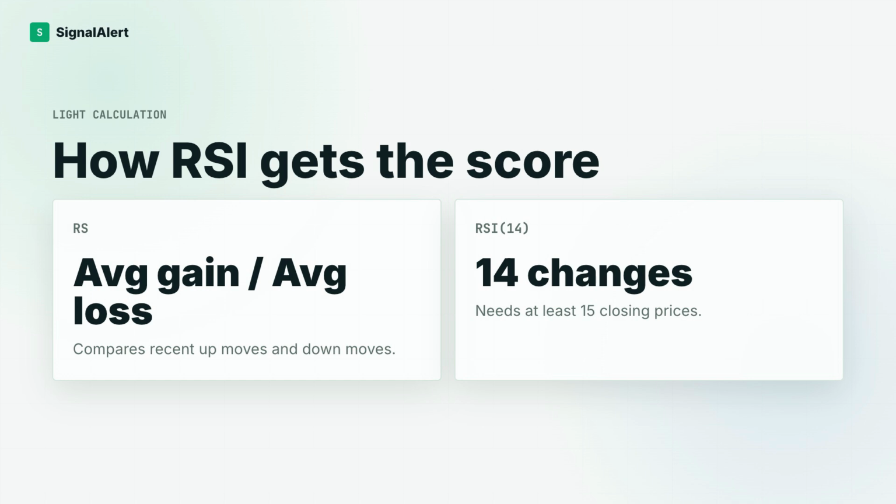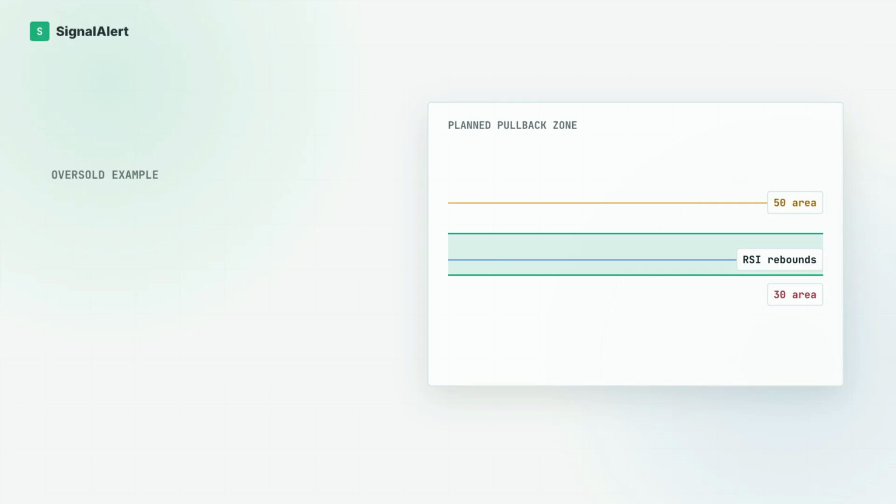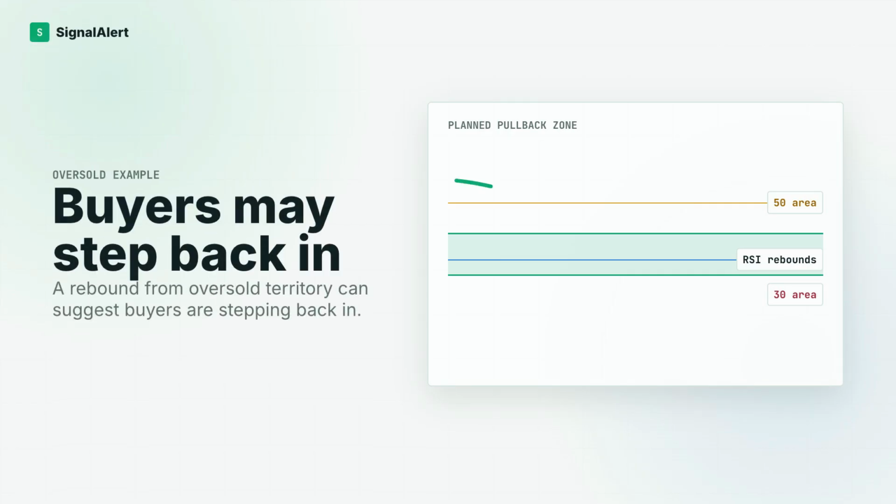If average gains are stronger than average losses, RSI moves higher. If average losses are stronger than average gains, RSI moves lower. When RSI is near the middle, momentum is more balanced.